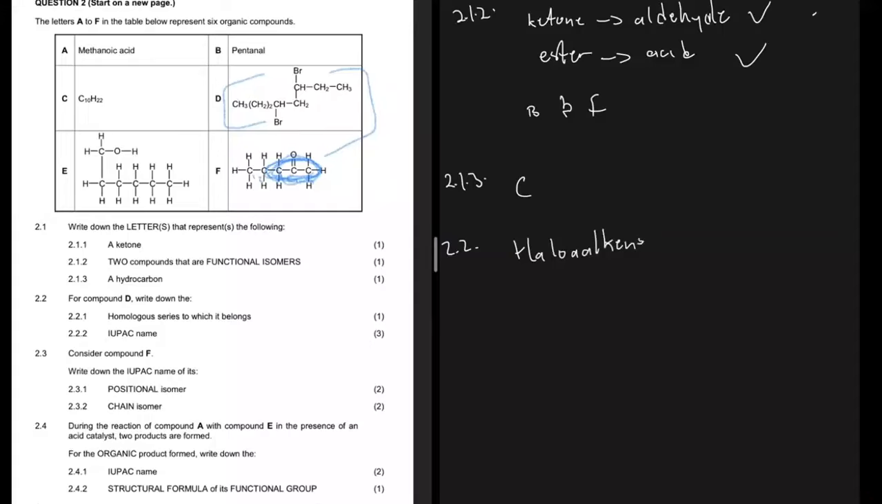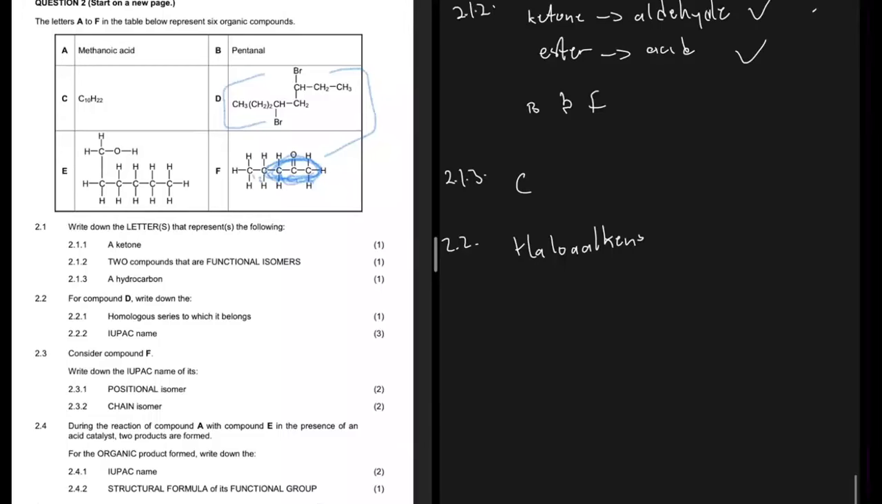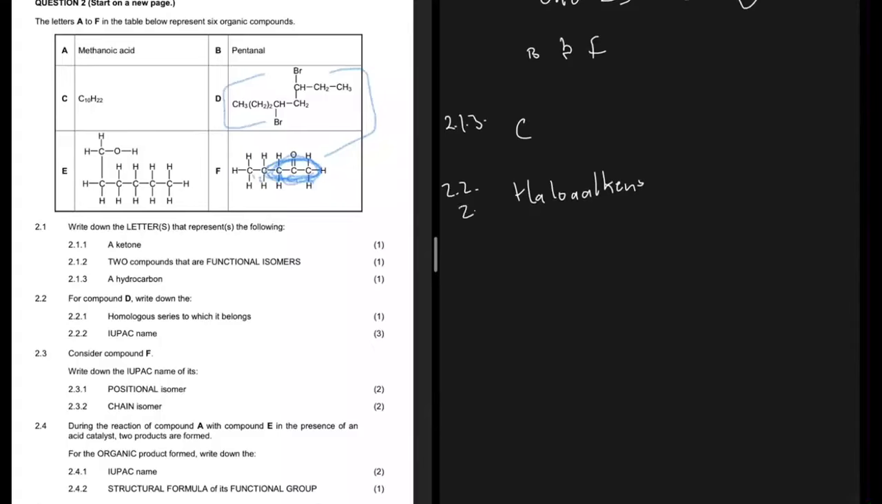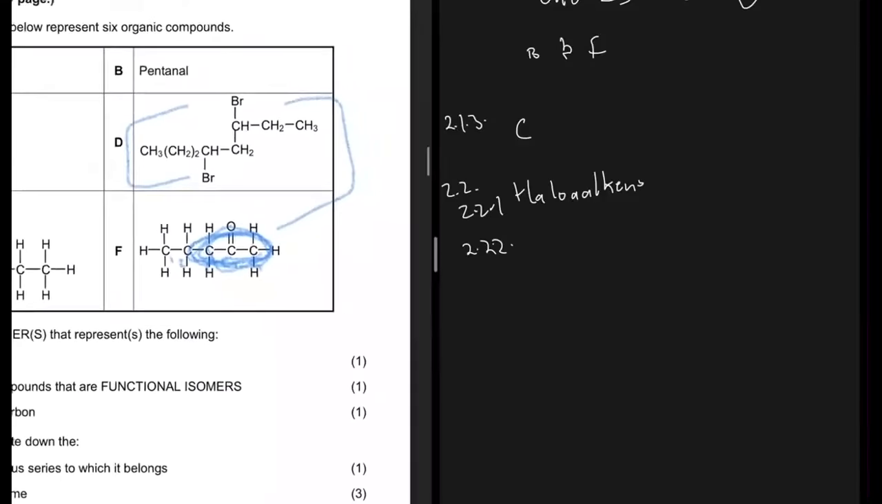Why are we saying it's a haloalkane? It's a hydrocarbon that has a halogen, or in this case it has halogens because it has two bromine. There we go. That was 2.2.1. Let's move ahead to 2.2.2. 2.2.2 says write down the IUPAC name of compound D.